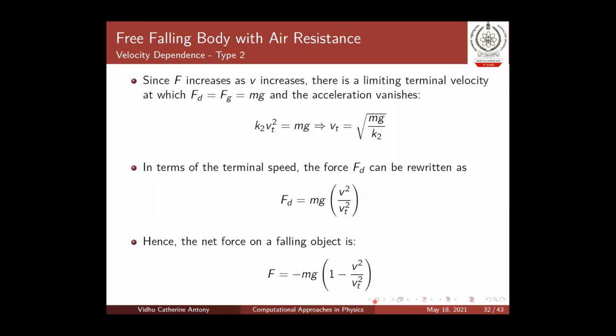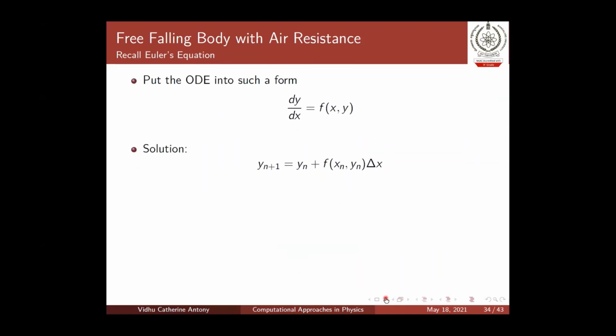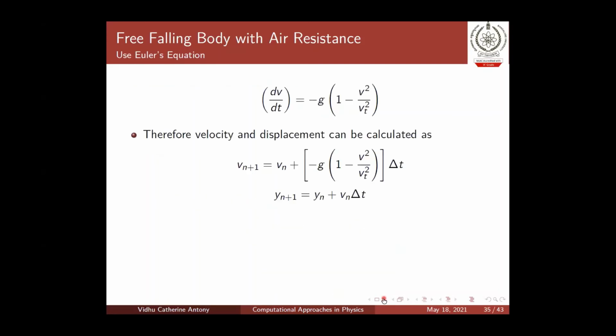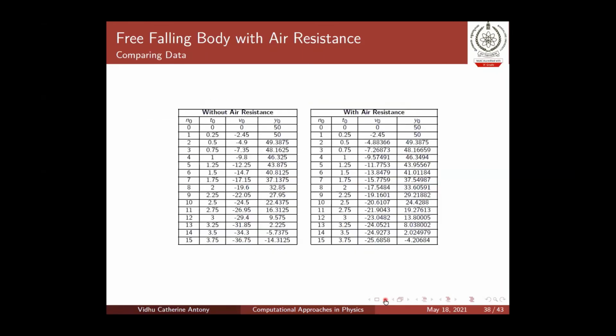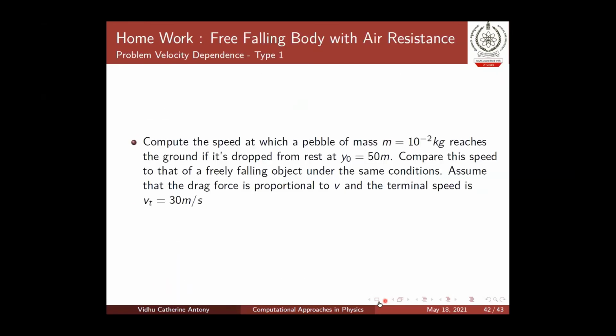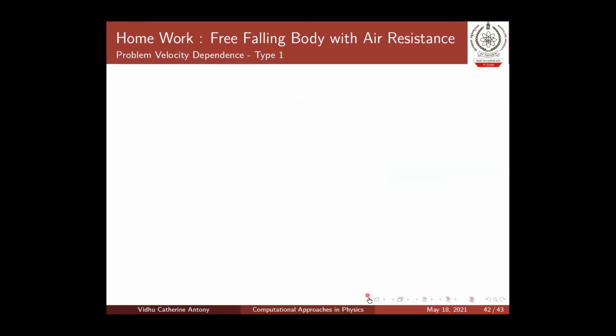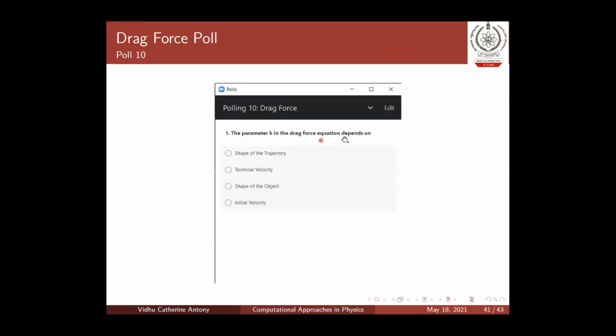So what are you saying? Just because you saw a dependence, a relation, does not mean it is going to be dependent on that. K is irrespective of the terminal velocity of the object. Let me go back to that poll. The parameter K in the drag force equation depends on the shape of the object or the material of the medium.